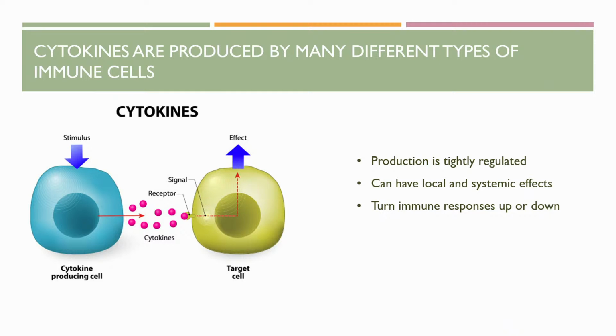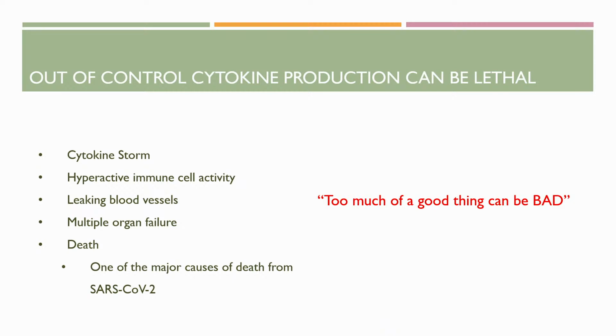The thing you should know about cytokines as well is that too much of a good thing can be bad. If you have out-of-control cytokine production, that can be fatal. We call that a cytokine storm. You have hyperactive immune cell activity, your blood vessels start to leak, you get multiple organ failure, and you could die. This is actually one of the causes of death in COVID-19. It's the cytokine storm, where your body is over-activating, hyperactive in making these cytokines that then start to recruit all these different immune cells, and you get sicker.